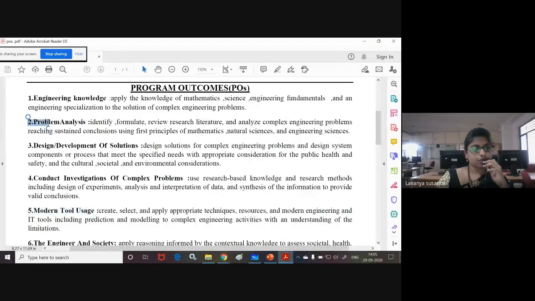Once again, what is CO4? Course outcome: by the end of the unit, you will be able to analyze the dynamics of the system, the behavior of the system, using use case diagrams, sequence diagrams, activity diagrams, and collaboration diagrams. CO4 is mapped to PO2, PO3, PO4, and modern tool usage, PO5.